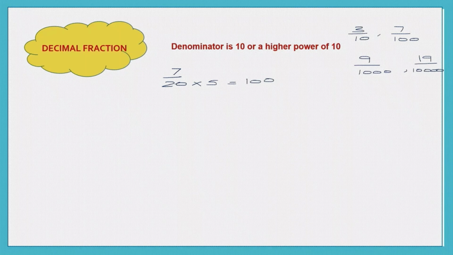So when I multiply the denominator by 5, I have to multiply the numerator also by 5. So what do I get here? 7 5s are 35. So now what is my fraction? 35 by 100. Now the denominator is 100, so it is a decimal fraction. That means if I have a fraction like this, 7 by 20, where 20 can be converted to a higher power of 10, then 7 by 20 is also called a decimal fraction.